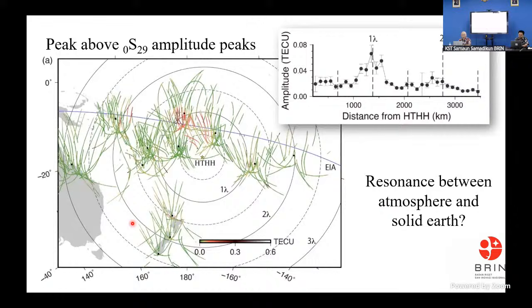And it is not uniform in space. There's a strong excitation of the atmospheric mode here. And this is a volcano. And also here. So not everywhere. So it is not a simple phenomenon. And also it was excited here. So it seems to be related to the distance from the volcano. And maybe it's a resonance between the atmosphere and solid Earth. So the wavelengths of the solid Earth mode may be related to this interesting pattern.